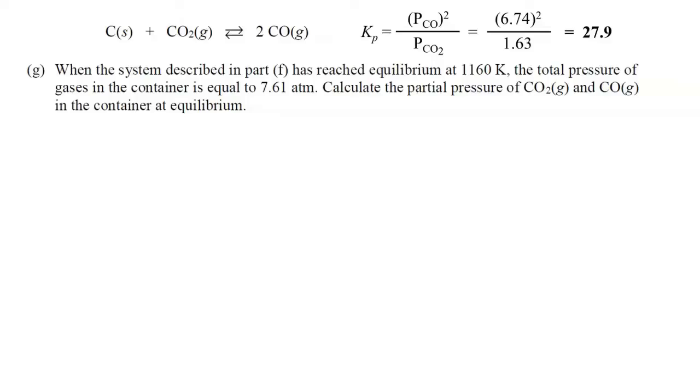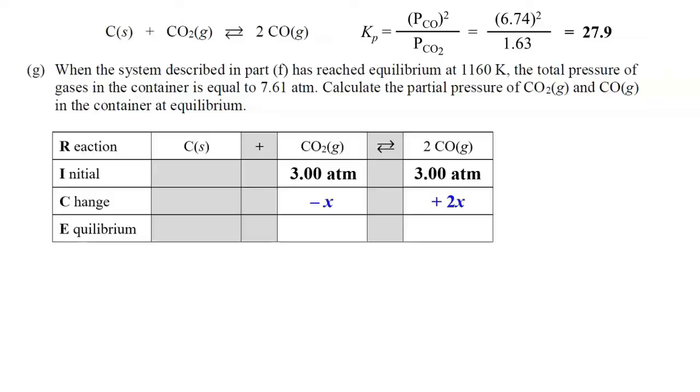Let's use our RICE table to calculate the partial pressure of each gas in the container at equilibrium. So here's our RICE table. We know that the system will proceed from left to right, from reactants to products. Carbon dioxide's pressure will go down by x because there's a coefficient of 1 for the carbon dioxide in the balanced equation. The carbon monoxide's pressure will increase by 2x because there is a coefficient of 2 for carbon monoxide in the balanced equation.